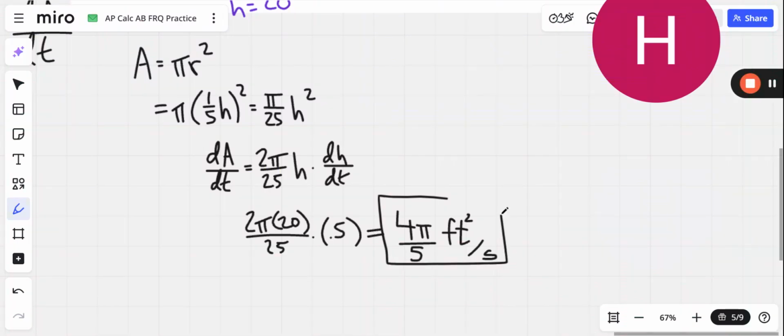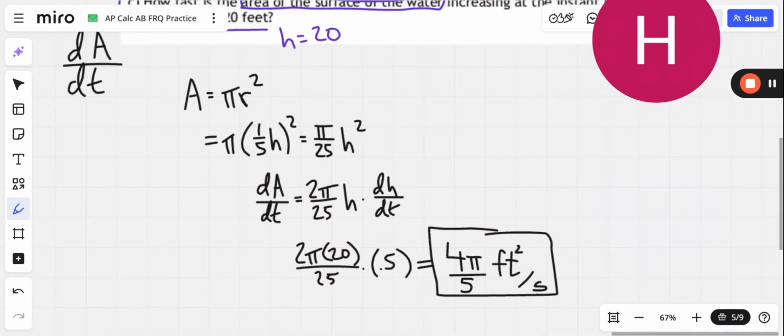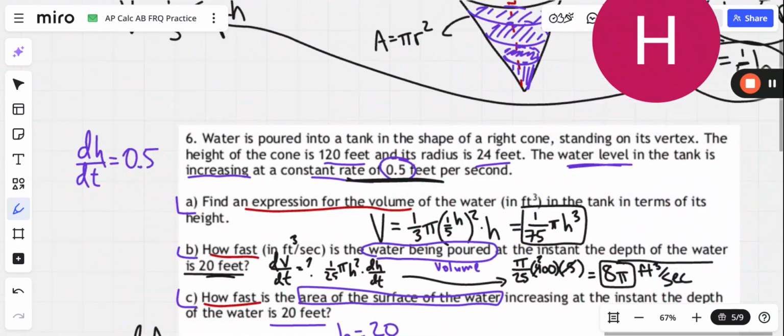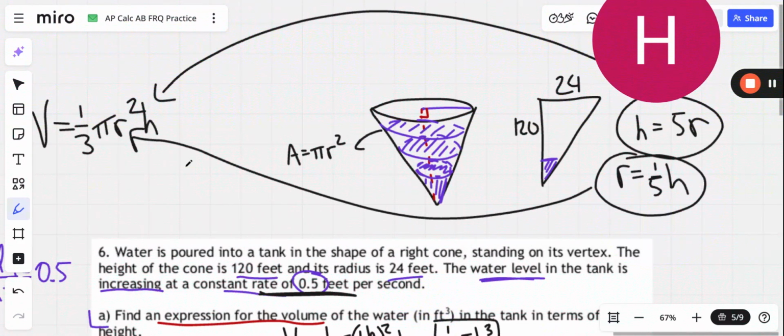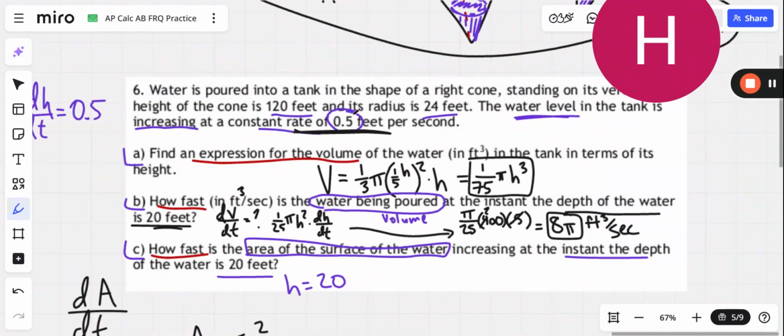If you want a specific answer for 4 pi over 5, I don't know what it is. It's like 6.56 or something. I don't know. 6.28 or something, I think. Anyways, that is a related rates problem. These cone problems are the tricky ones because you have to make this substitution either for r or for h. Depends on what info they give you. So read the info they give you.